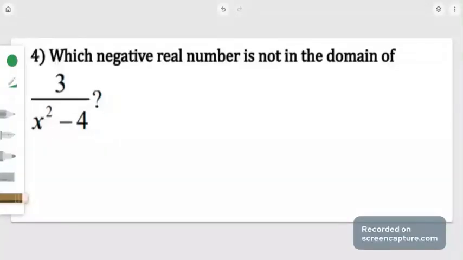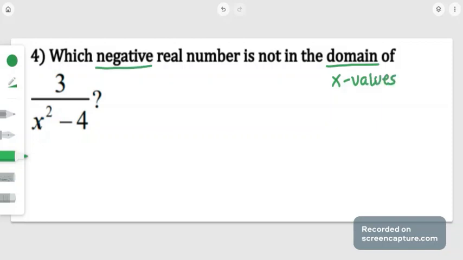4/7. Which negative real number is not in the domain of 3 over x squared minus 4? We all know that the domain is x values. So we need to solve for x.